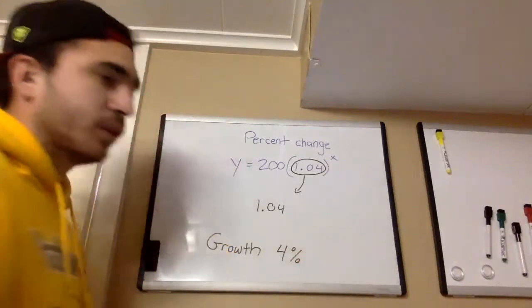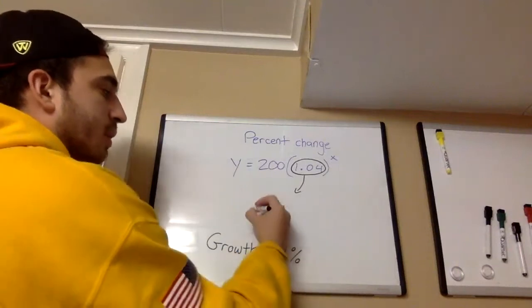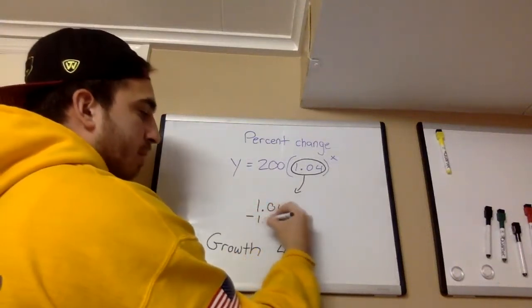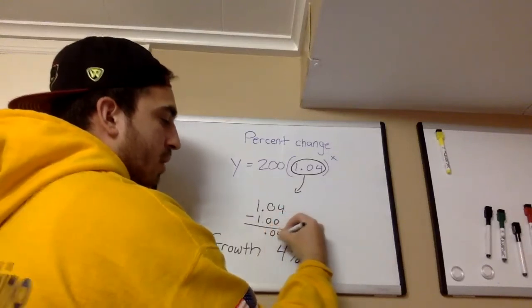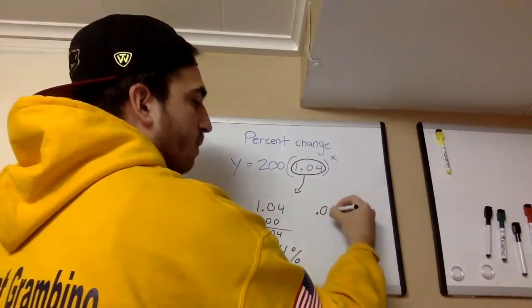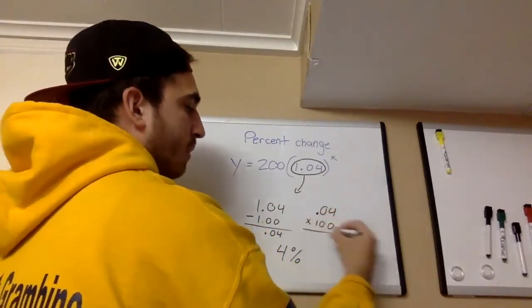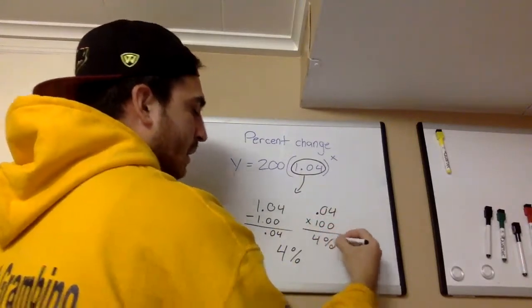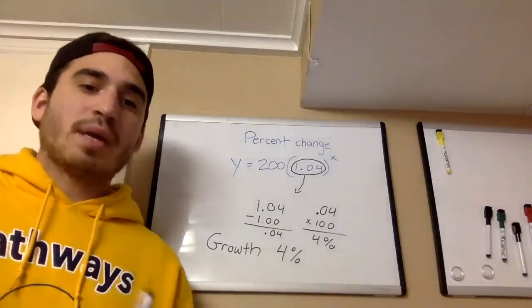But if you want to show the math behind it, all you need to do whenever it is growth, you are just going to subtract 1. So when I subtract 1, I get 0.04. Once you get 0.04, this is in decimal form. We need to convert it to percent form. So we times it by 100 and we get 4%, just like we did when we were talking about the candy bar. So that is when it is growth.